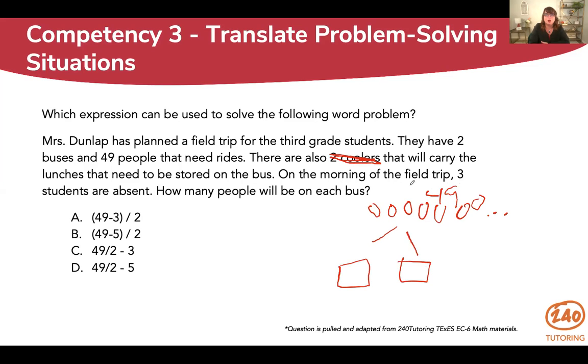But there's one extra step here. It says, on the morning of the field trip, 3 students were absent. So I've got to remove those 3 students first. So 49 minus 3. Then I can split them up onto the 2 buses. So that subtraction would have to occur before the division. All right, that would occur before the division. So 49 minus 3 divided by our 2 buses. So much easier sample of competency 3. So don't let competency 3 completely scare you. You might find some simpler ones.